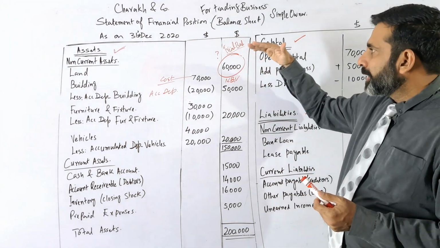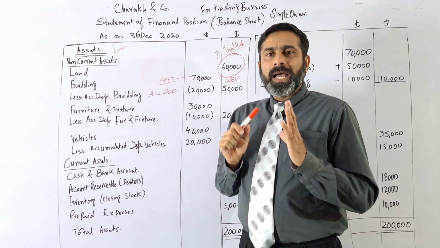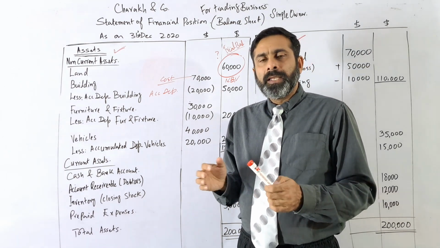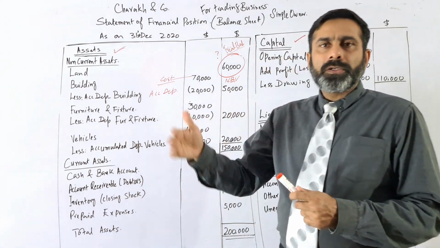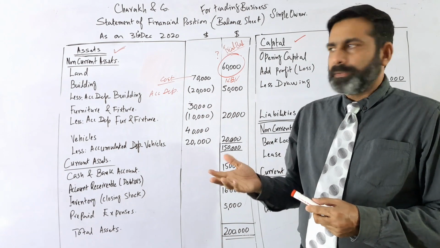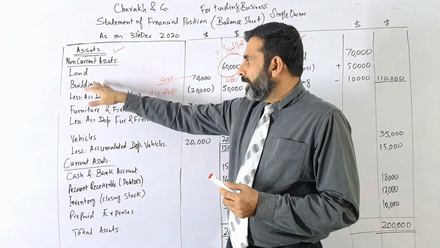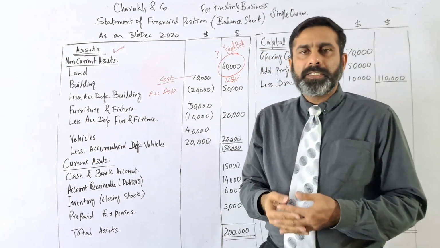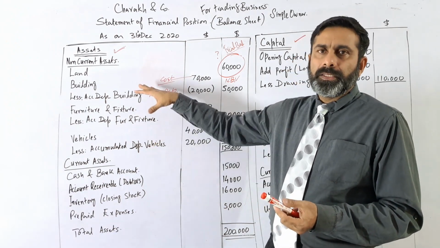We have land, but there is no depreciation for the land, because we cannot determine the life of the land. It is infinite, or we can say the life of the land is long term, and we cannot calculate that. So only buildings, furniture, vehicles, or any other non-current or fixed asset will be depreciated, other than the land.